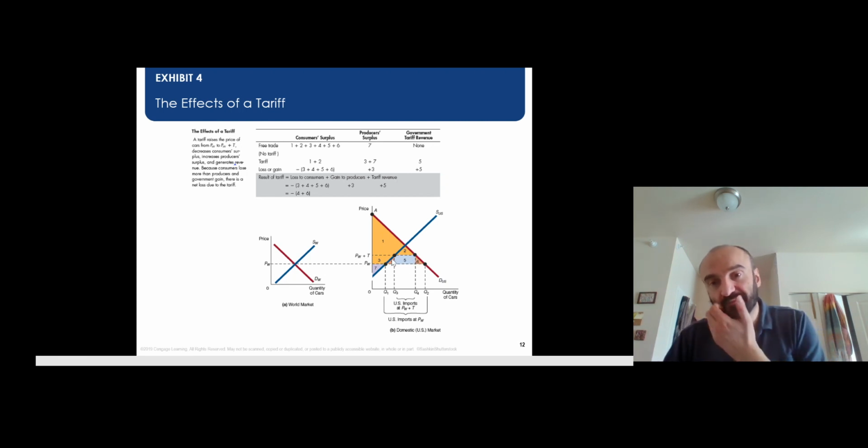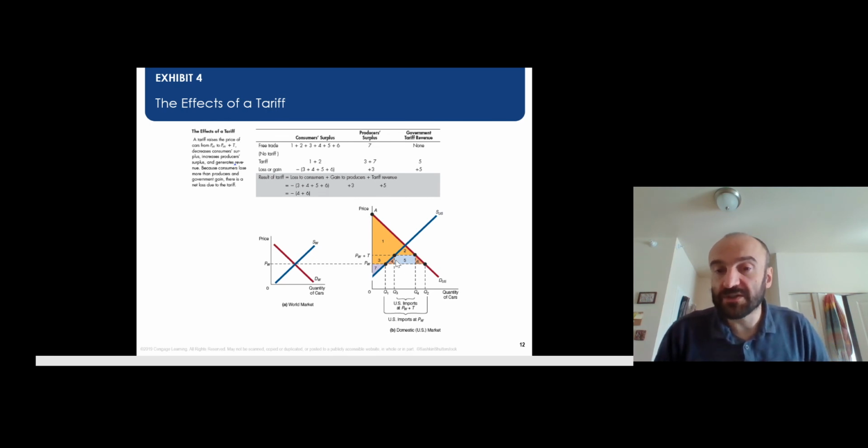This rectangle 5 is the value of the tariff revenue that the government achieves. So supply will increase from Q1 to Q3, and domestic demand will decrease from quantity 2 to quantity 4. You see, because now there is a higher price, people will demand less. When something is more expensive, people will buy less of it.